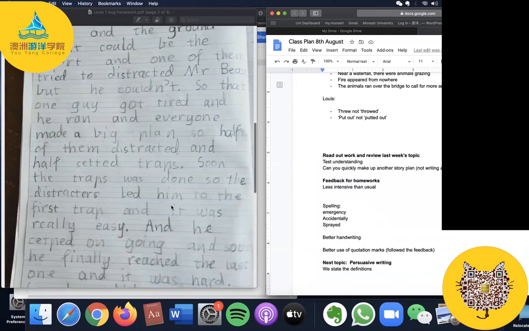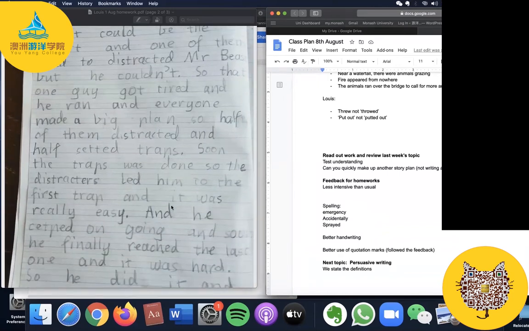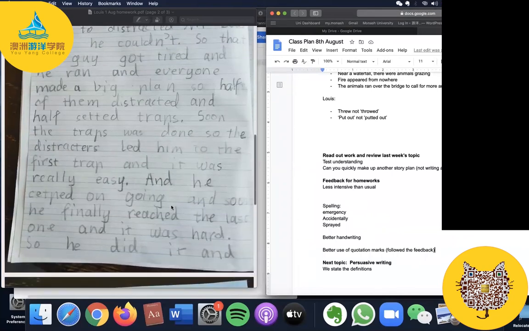Soon the traps was done, so the distractors led him to the first trap, and it was really easy, and he kept on going.